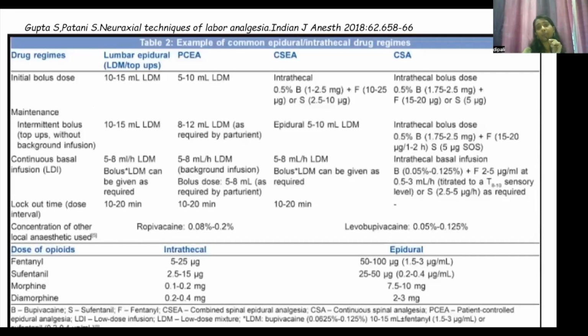This is an example of how drugs should be given epidurally. In lumbar epidural, we can give an initial bolus of 10 to 15 milligram of low dose mixture. Maintenance can be given with intermittent boluses of 10 to 15 ml. Continuous basal infusion can also be given with 5 to 8 ml per hour. Bolus can be given as and when required. Various regimens are followed with PCA, combined spinal epidural, and CSA regimens.